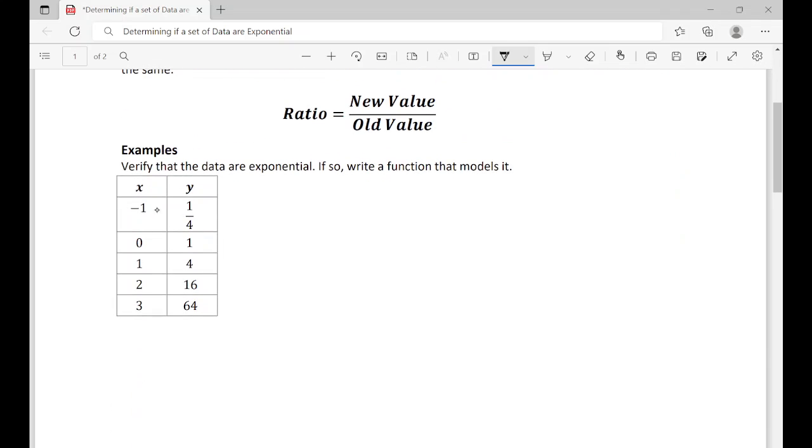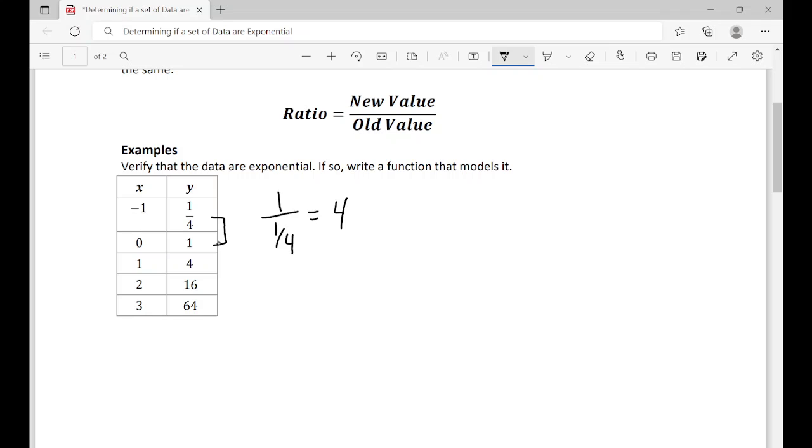So here's our first set of data, and we're going to see if it is exponential or not. So again, I only need to focus on the y values. So I'm going to start off with these two here, and I'm going to do new divided by old. So the new value is going to be 1, and the old value is going to be 1/4 because it's going in order from top to bottom. And if you're not sure, just look at the x values. This will tell you which one's new and which one's old. So I'm going to do 1 divided by 1/4, and when you simplify that, you're going to get 4.